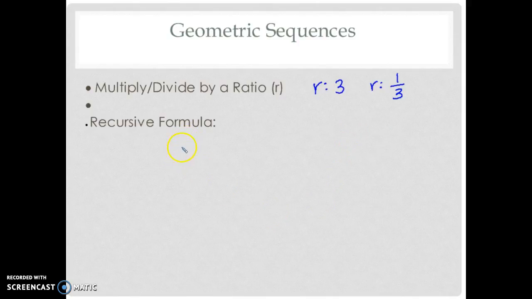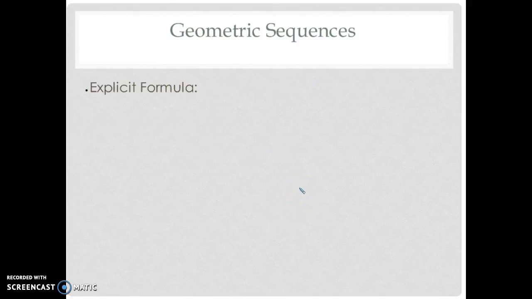Our recursive formula, we're going to say a sub n equals the previous term, a sub n minus 1, times whatever that ratio is. That's our recursive formula: the previous term times r. Our explicit formula is the one that we write to be more generic. So we would say a sub n equals our first term, a sub 1, times r, whatever that ratio is, to the n minus 1.